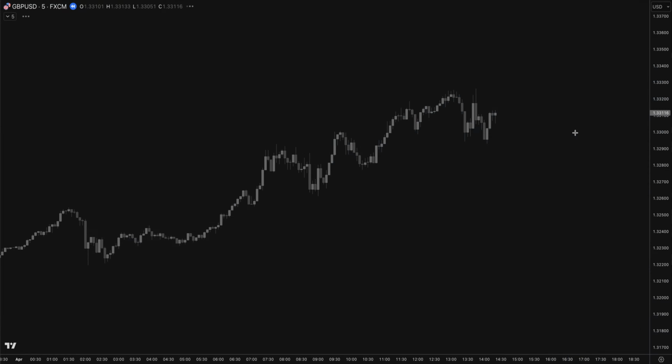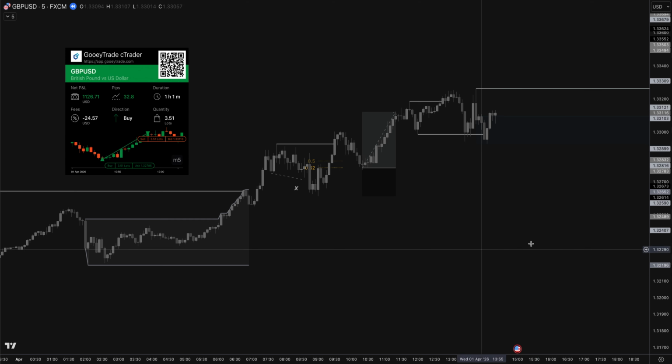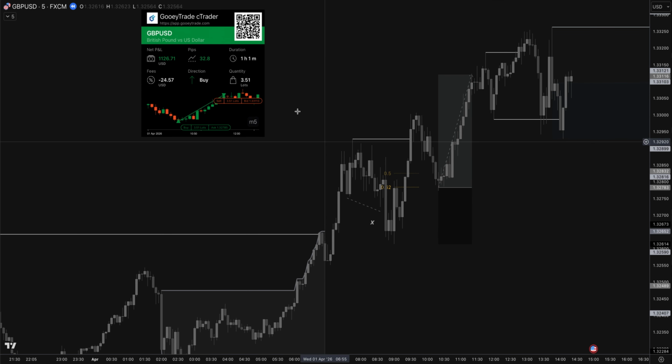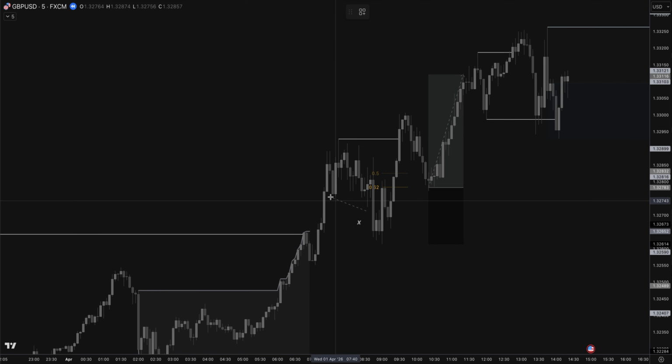And now let's break down GBP USD. And what you can see is it pretty much played out the exact same way. So we had that here as well. Liquidity was swept. We had that break of structure. Wait for price to retest 0.62, which also lines up with this demand zone.